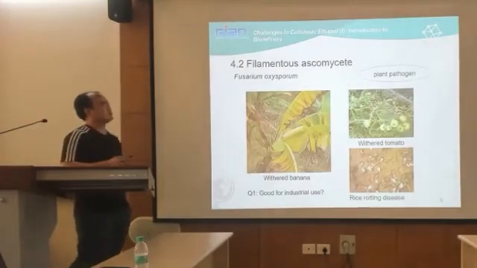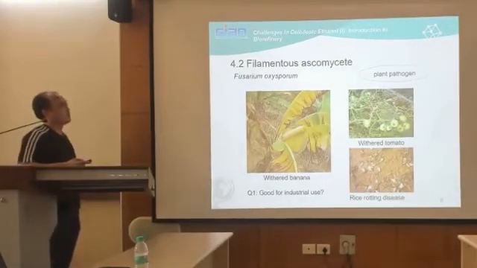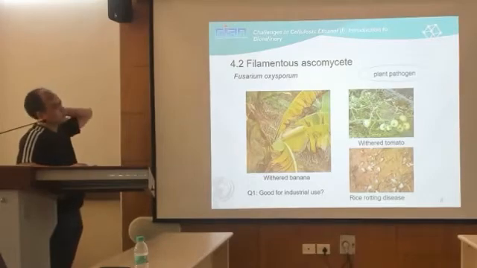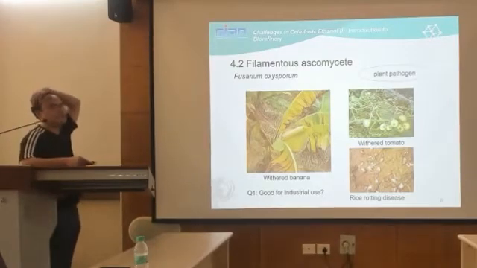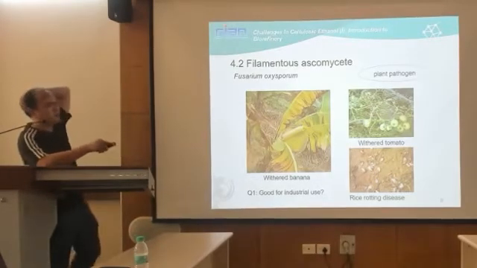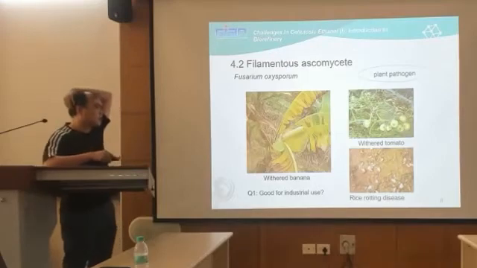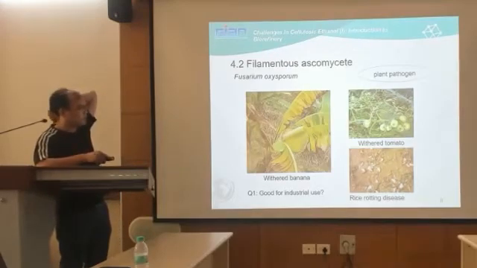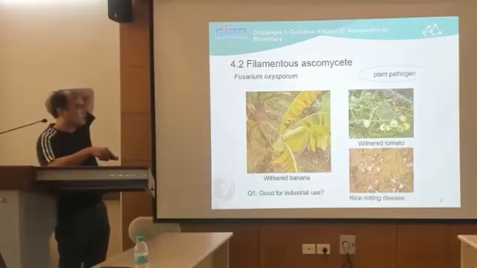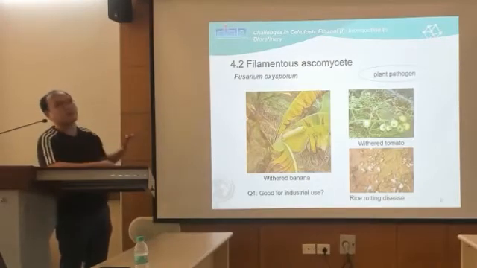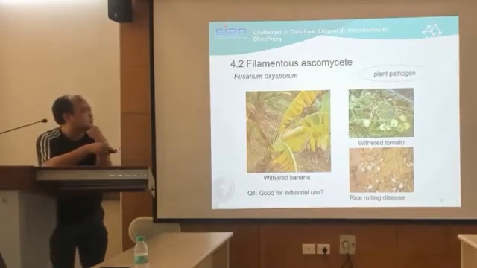This fungus is the third one. It's Fusarium. Fusarium is very common. You can easily get it from a banana tree like this. This tree was infected by this fungus. It is not healthy. It is not healthy, and it is now wilting. Wilting means it cannot live for a long time. It cannot produce bananas yet.